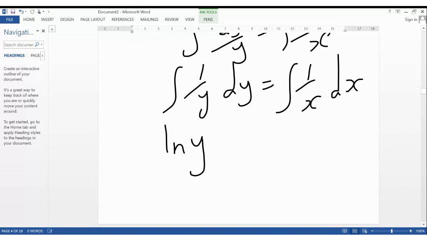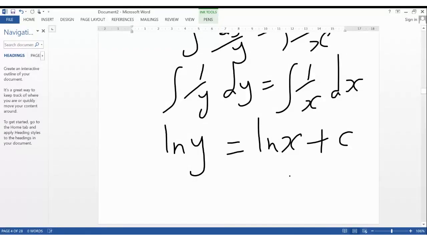ln x plus a constant of integration, Florence. People are forgetting the constant of integration. Please don't forget the constant of integration. So that is the answer. So don't fear, it is not that hard.